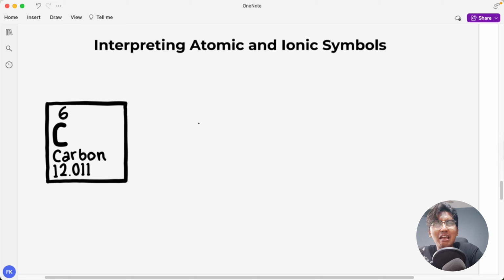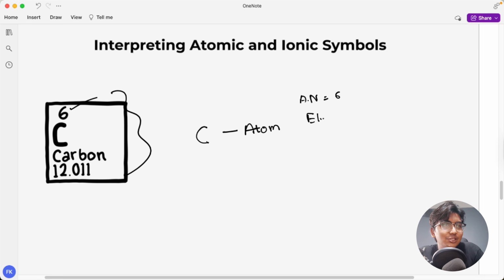Let's interpret atomic and ionic symbols. Look, this is a carbon atom, right? It doesn't have any charge on it for these examples. So this is the atomic number. The atomic number is equal to 6. As we all know, atomic number and electron number are the same. So it has 6 electrons too.